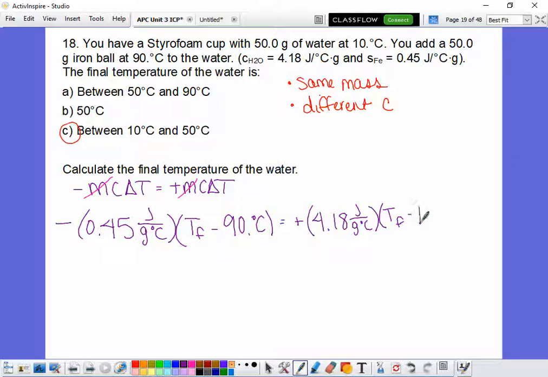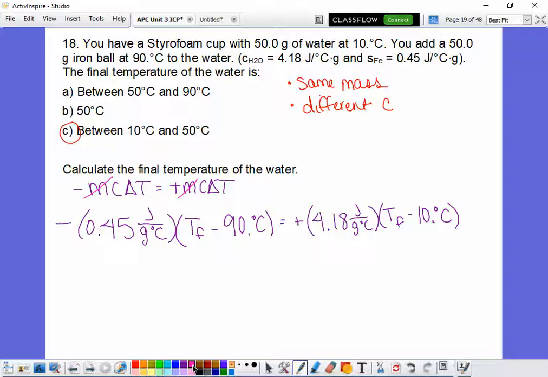10 degrees Celsius. Now I'm going to walk through the algebra on this one just so that I can clear up any misconceptions or issues from last class. If it makes your life easier when you're doing algebra, get rid of the units. Because sometimes those units can be confusing, and it's also so much more to write. So just get rid of the units.